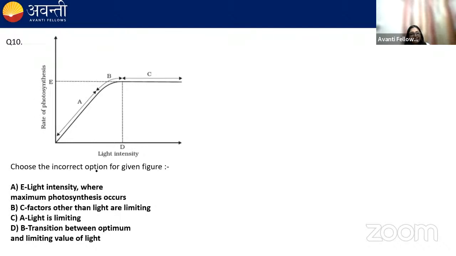The question says choose the incorrect option for the given figure, and the figure is showing the rate of photosynthesis on the y-axis, and on the x-axis the light intensity is given. Option A is E, the light intensity where the maximum photosynthesis occurs. Option B is C, factors other than light are limiting. Option C says A, the light is limiting. Option D says B, transition between optimum and the limiting value of light. What do you think? What would be the correct answer for this question? They're asking about the incorrect option for the given figure.